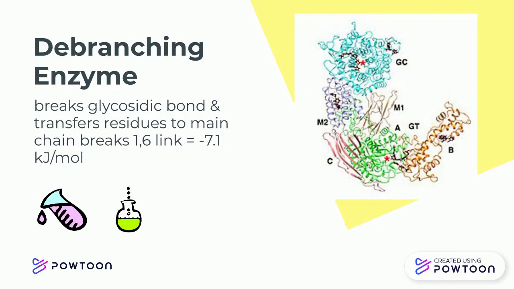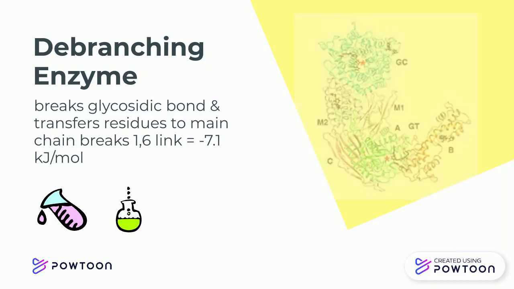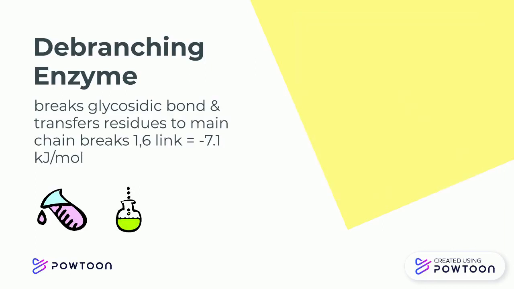The debranching enzyme breaks the glycosidic bond and transfers 3 residues to the main chain, which results in a net delta G naught prime of 0 kJ per mole. What drives the process of the reaction is the breaking of the 1,6 glycosidic bond, which releases negative 7.1 kJ per mole. In patients suffering with Cori disease, the outer chains of glycogen are either missing or too short.